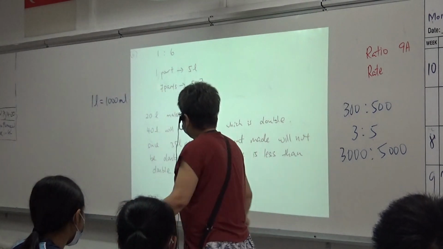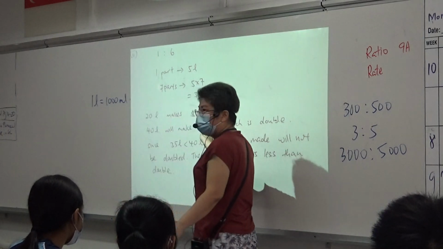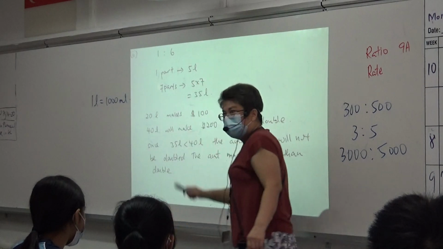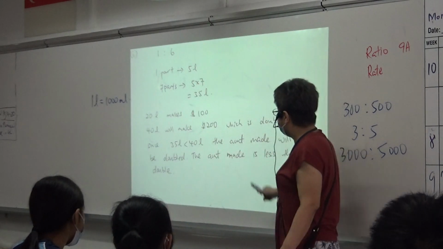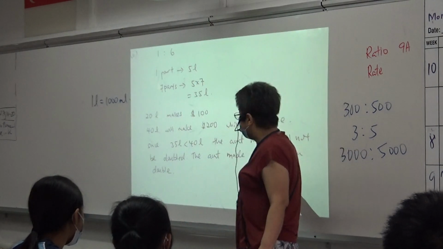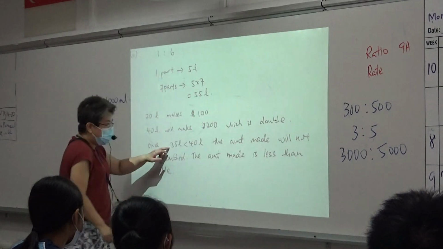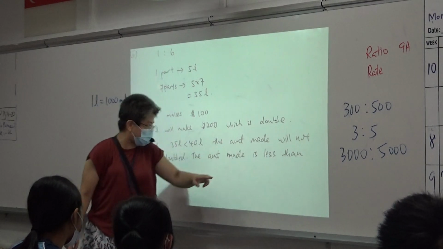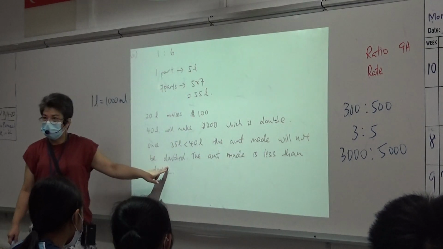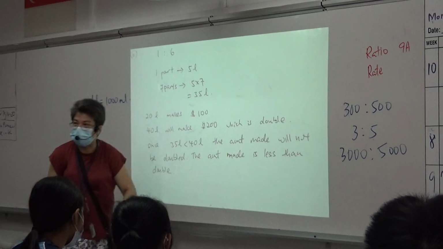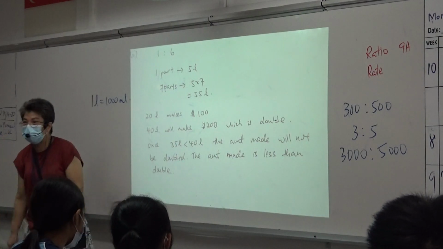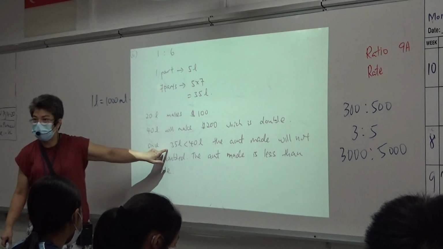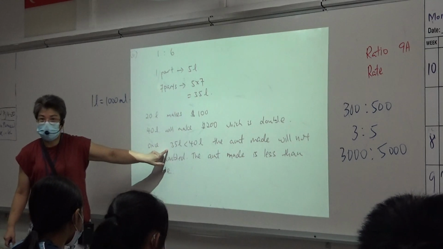Now, can you see that 20 liters makes $100 just now? 40 liters then will make $200, right? Which is double, correct? So, since 35 liters is less than 40 liters, the amount made will not be double. In fact, the amount made is less than double. Agree or not? Why less than double? Because this one is less than 40. Understand what I'm talking about?